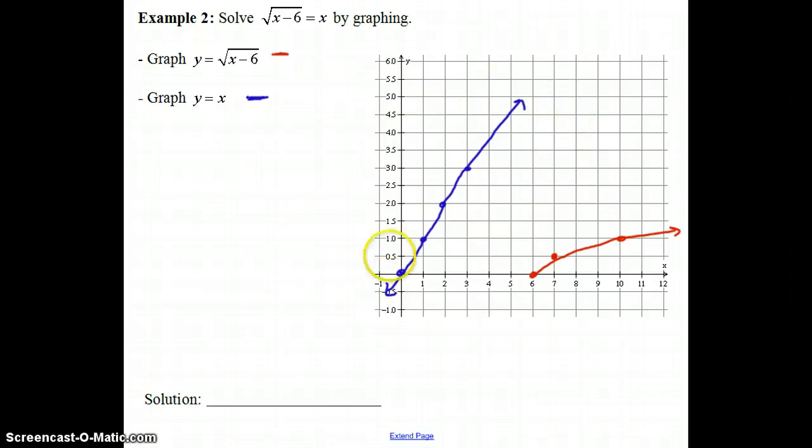Hopefully you notice that what's going to happen is that they never are going to intersect, because this is going up faster than this radical equation, and they're really far away from each other. So no matter where we go, they're never going to intersect. So this equation has no solution because they don't intersect.